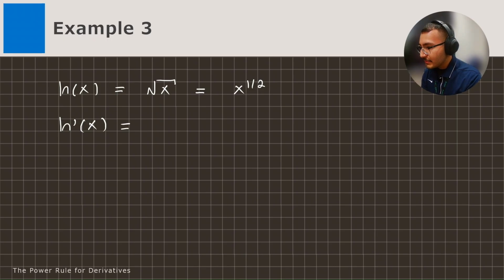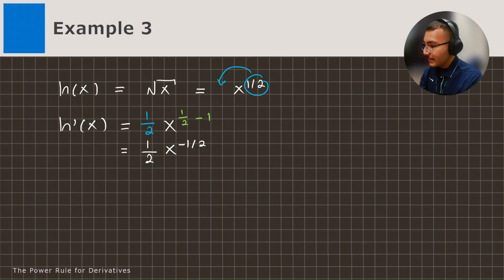So I'm going to take this 1/2, move it to the front, and then I take my 1/2, which was in my exponent, and I subtract 1. So now all we got to do is simplify this. So the 1/2 stays. I now get x to the negative 1/2, and I'm going to simplify this a little bit more. I have a negative exponent. So what I'm going to do is take that x to the 1/2 and throw it into my denominator. So now it becomes positive 1/2.